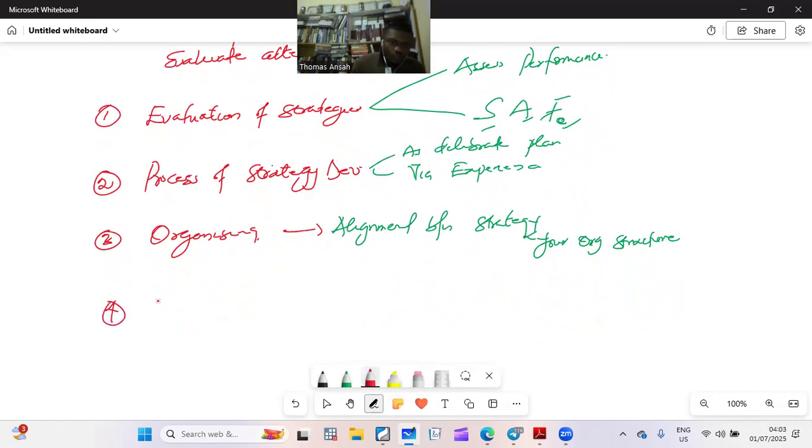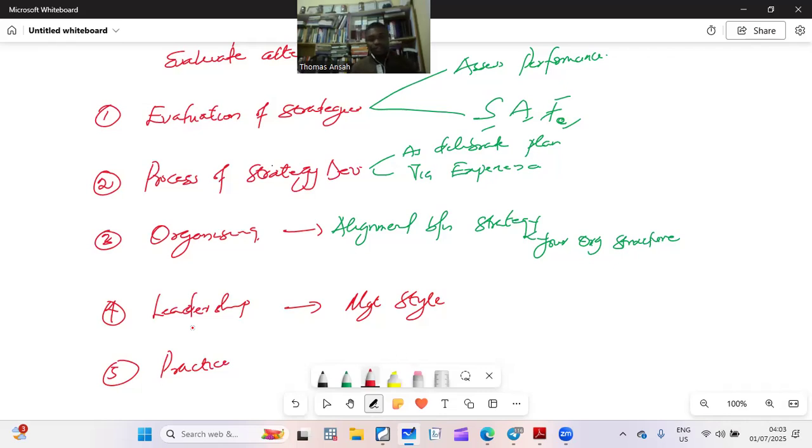The last two deal with what we call leadership. So here we are looking at the role of leadership in aligning the strategy and your organizational structure. We're looking at the management styles and the role of leadership in managing change. Then the last one is the practice. Who is involved in strategy? What does the strategist do? Who is involved? What do they do? And how do they work? Is that okay?